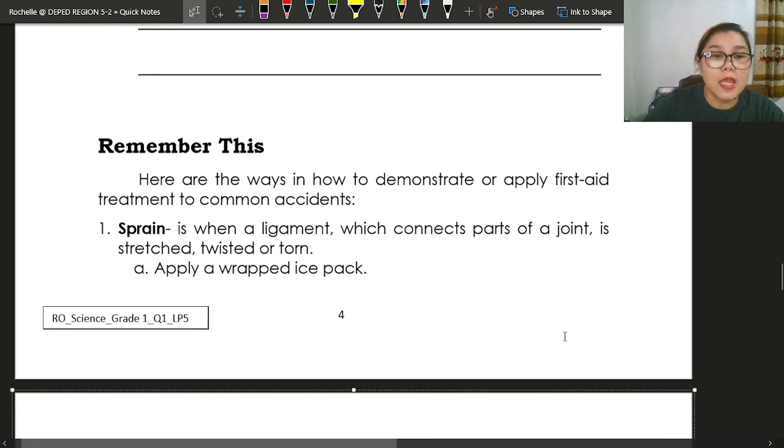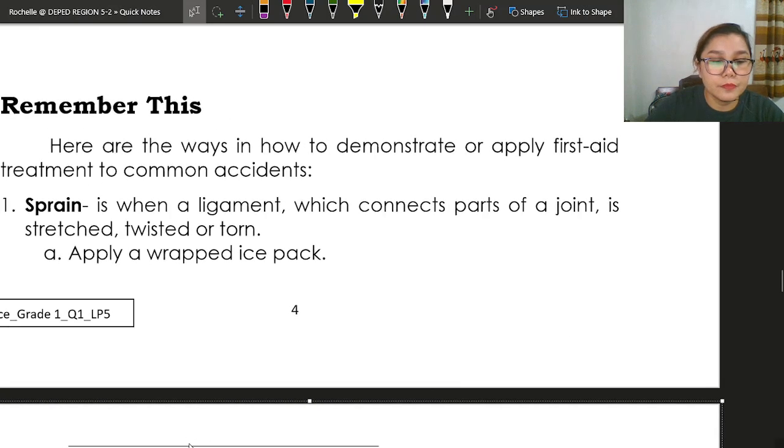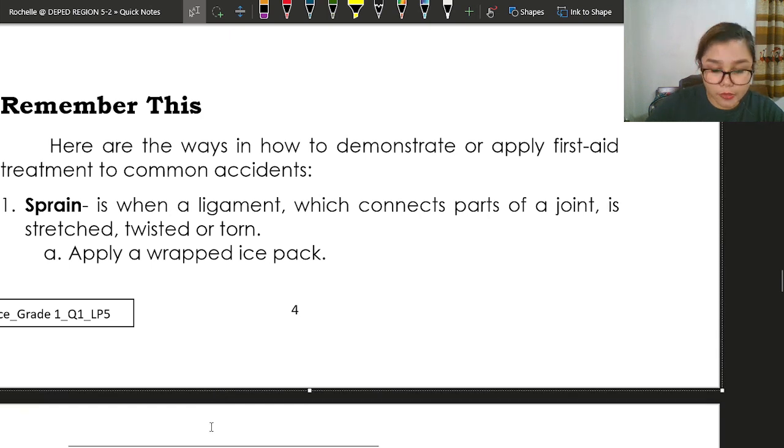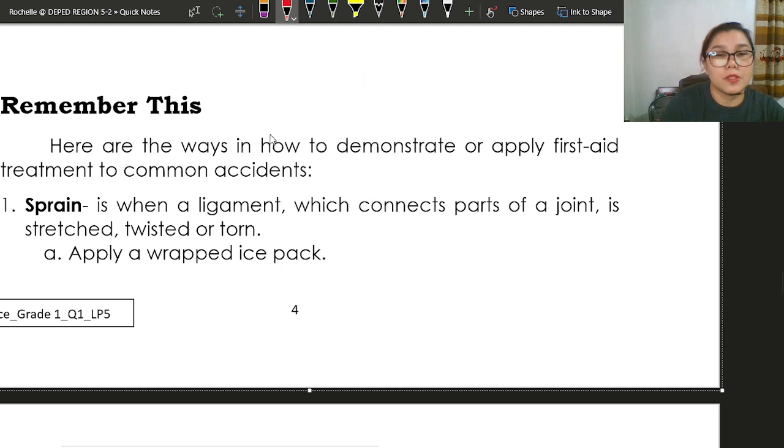remember this. Here are the ways. Palakihin ko lang. Here are the ways on how to demonstrate. I-correct ko lang. May mga grammar error lang. So, here are the ways on how to demonstrate or apply first aid treatment to common accidents. First is sprain.